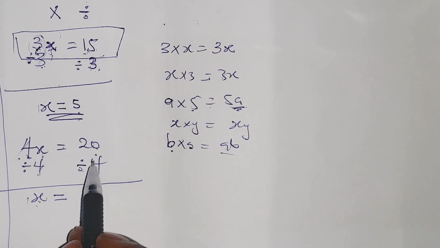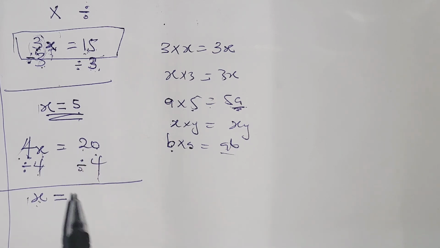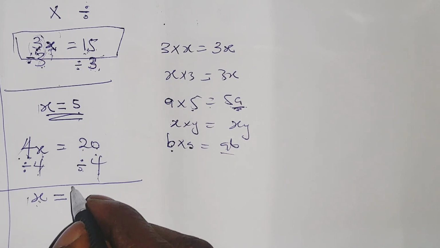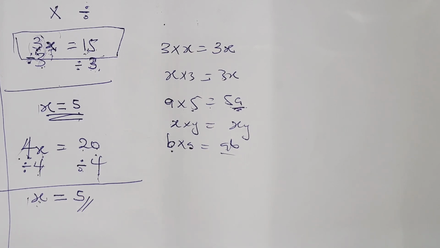It means 4 times what gives you 20, or when you share 20 things for 4 people, what does everybody get? That's the meaning of 20 divided by 4. Share 20 things for 4 people, everybody will get 5, because 5 times 4 is 20. So that is how you solve questions like this.